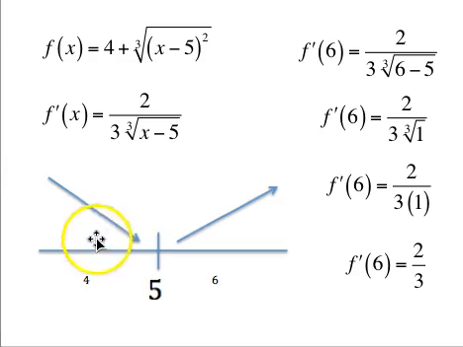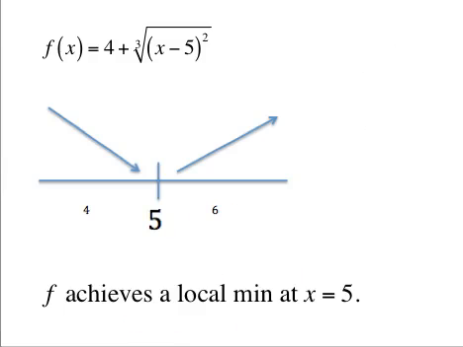Well, if the function is decreasing to the left of the critical value and increasing to the right, we must have a local min at the critical value of 5. Local min at x equals 5.